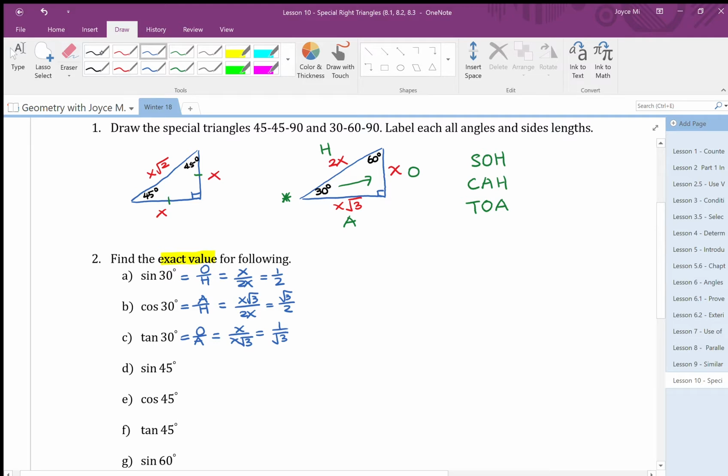Now notice the denominator here is an irrational number. We usually like to rationalize the denominator. So can we rationalize it? Multiply top and bottom by square root 3. So that's square root 3 over 3.